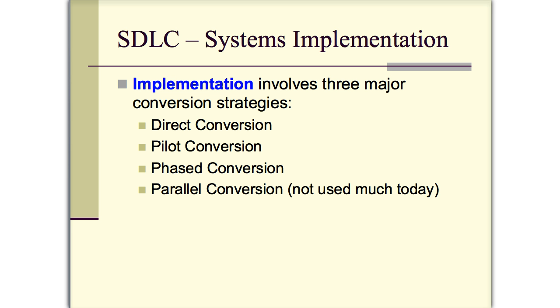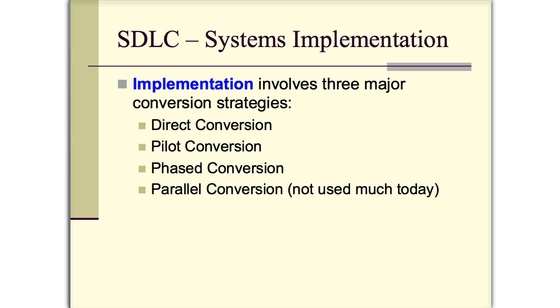And then, of course, implementation of a system. Organizations, when they implement different systems, have 4 conversion strategies, 3 that are used more extensively. Your direct conversion is where you basically shut off the old system and start up the new system. It's probably the riskiest of all of the implementation strategies, because what happens if the new system doesn't work? What if it crashes?